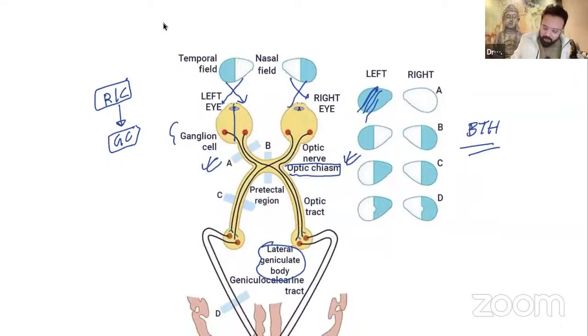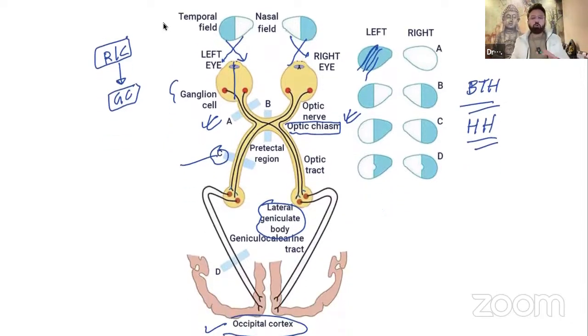And if the level of lesion is C, it causes homonymous hemianopia. If lesion is at point C, it causes homonymous hemianopia. And if lesion is at point D, it causes homonymous hemianopia with macular sparing.